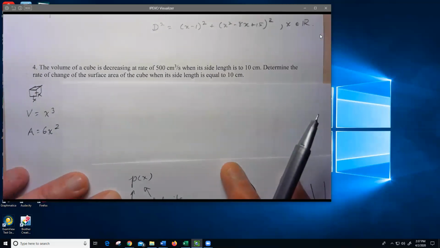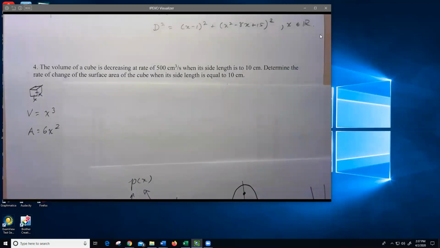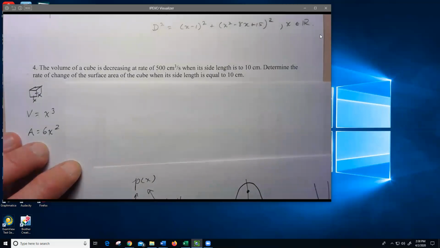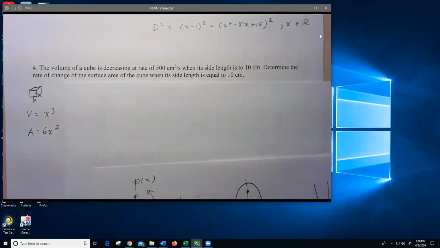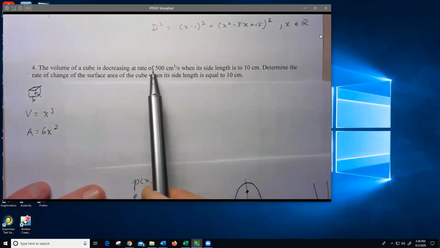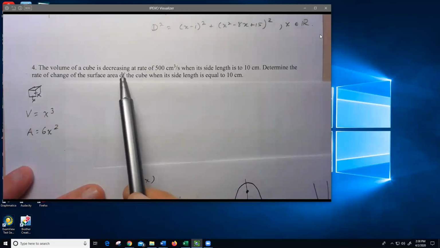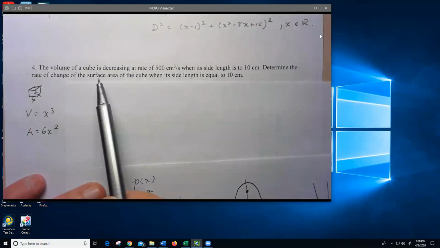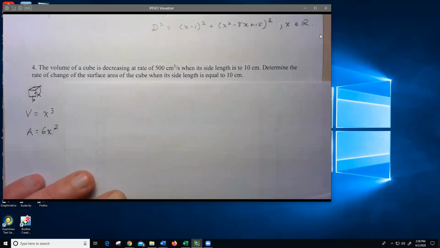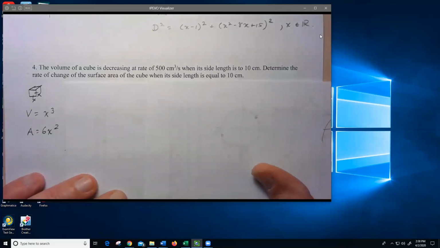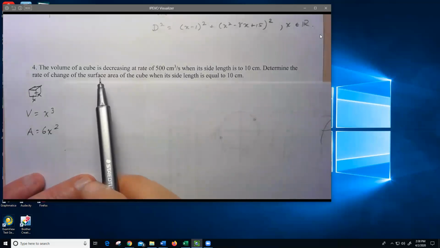And this is maybe the question on this quiz that I would say is a thinking question, okay? Because it's not necessarily as straightforward as some of our other related rates questions. There's a little bit of a twist. So here they tell us that the volume is changing at a rate of 500 centimeters cubed per second, and it's decreasing, okay? And they give it to me at a particular moment in time. And then it asks us to determine the rate of change of the surface area of the cube when its side length is equal to 10.